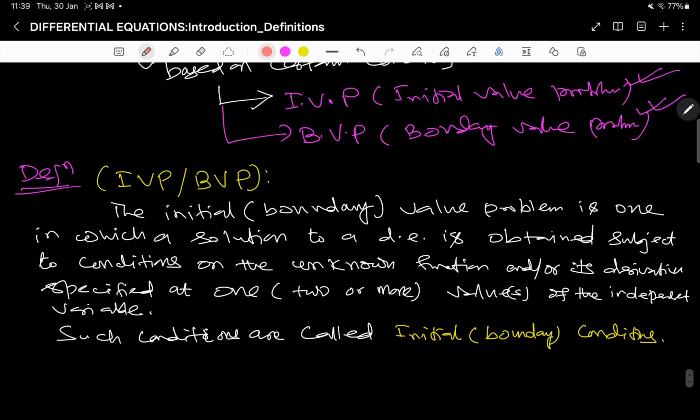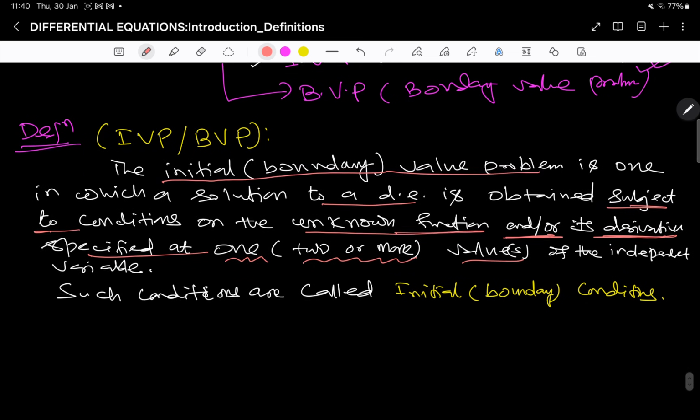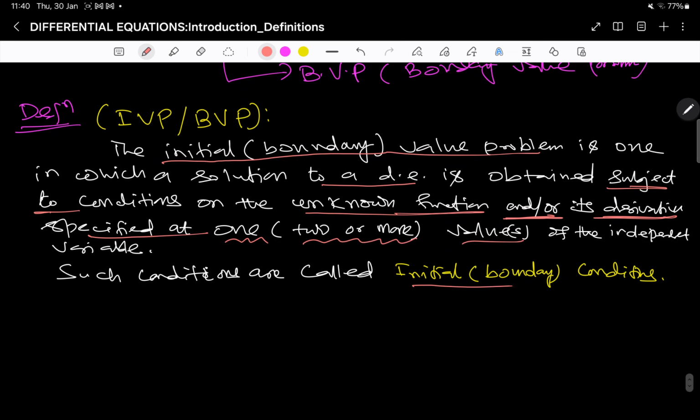So now coming to the IVP and BVP: an initial or boundary value problem is one in which the solution to a differential equation is obtained subject to conditions on the unknown function y or its derivatives, specified at one point or at two or more values of the independent variable. Such conditions are called initial or boundary conditions. The differential equation with initial conditions is called IVP, and with boundary conditions is called BVP.